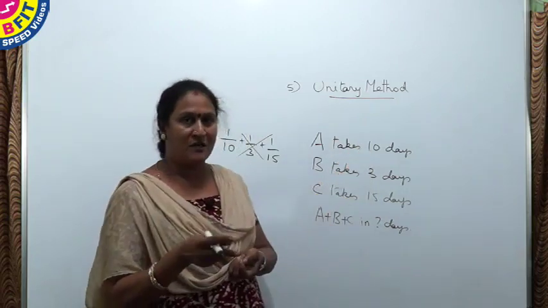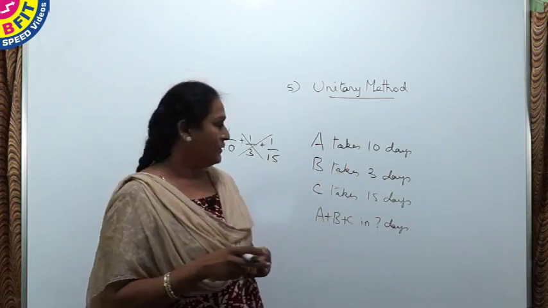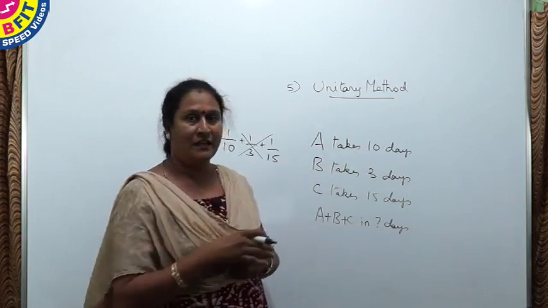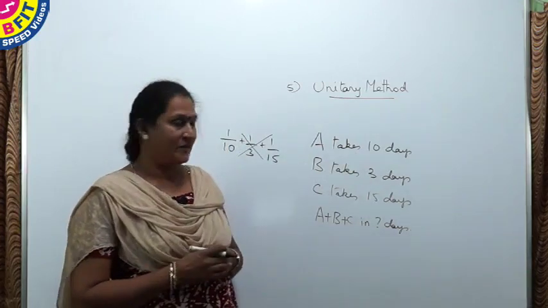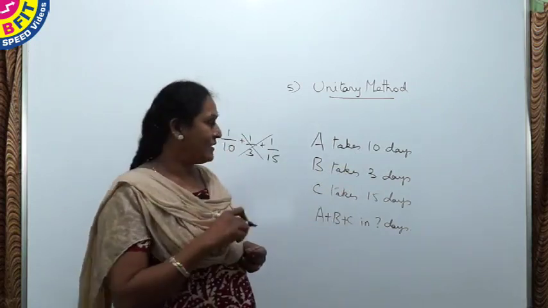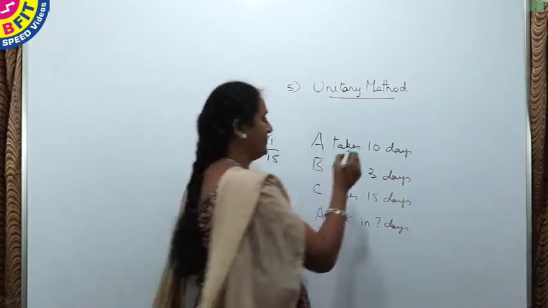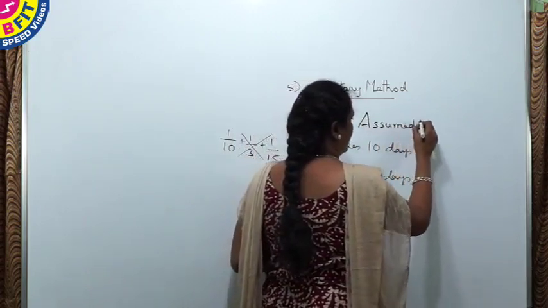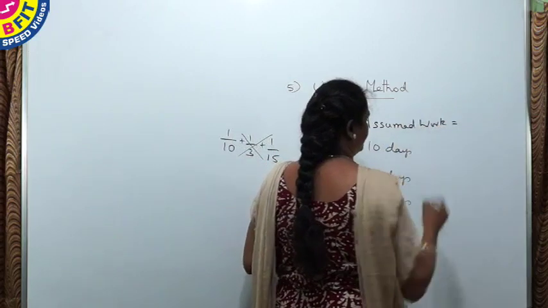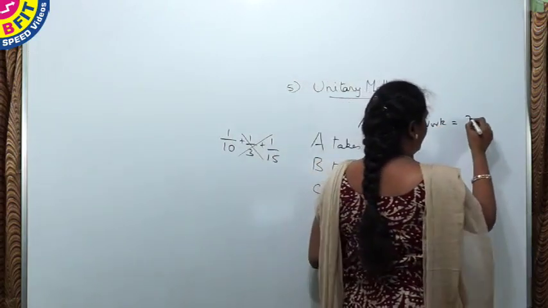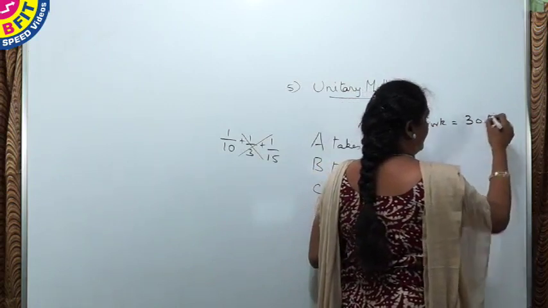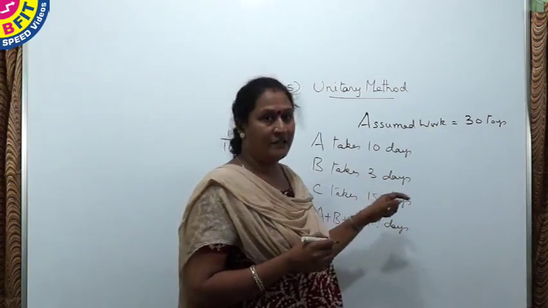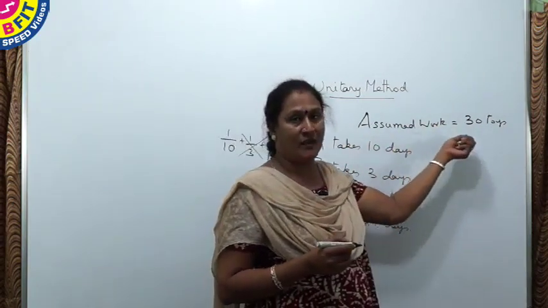So when you go to the next multiple, 15 into 2, 30. So 3 and 10 both are factors of 15. So LCM of 10, 3 and 15 is 30. So the assumed work is LCM of time taken. So that is LCM of time taken is 30 days. So LCM of time taken 10 days, 3 days and 15 days is 30. So we assume that the work here is to make 30 toys.